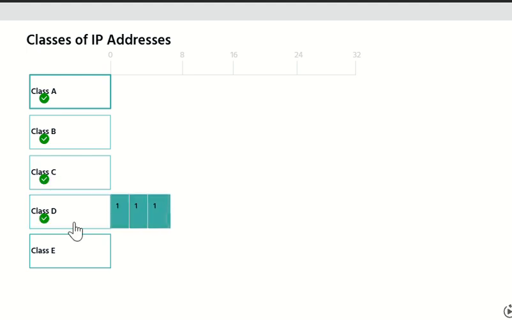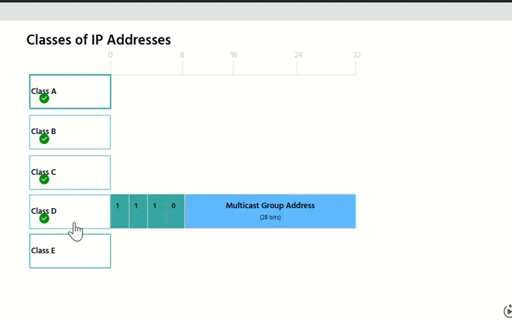Class D is reserved for multicasting. In multicasting, data is not destined for a particular host. For that reason, there is no need to extract the host address. Therefore, Class D does not have any subnet mask.